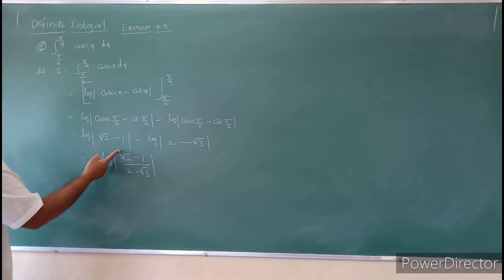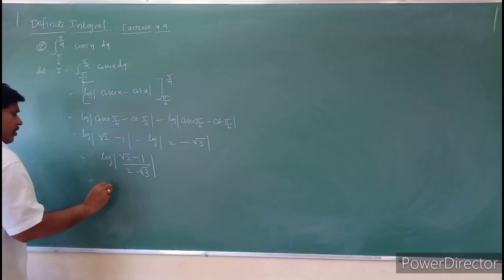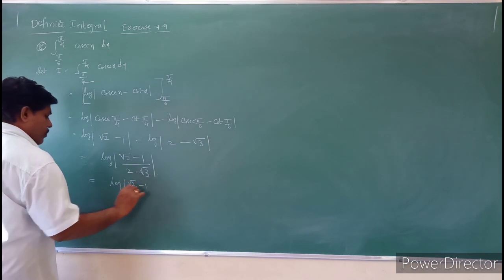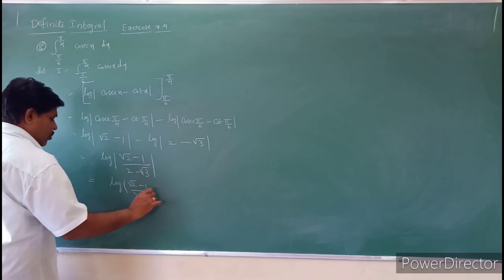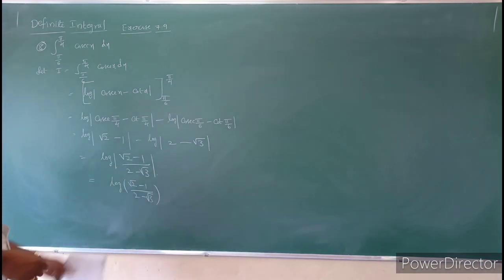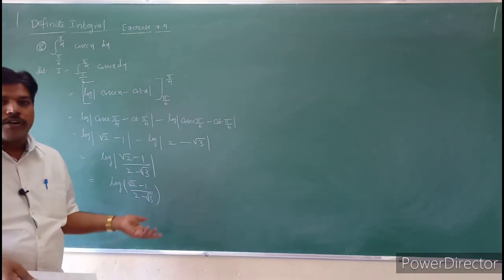And also this is positive and this is also positive. Actually you can remove the mod also, nothing will happen. That is equal to root 2 minus 1 by 2 minus root 3. Why? Because root 2 minus 1 is positive and also 2 minus root 3 is positive. The total term is positive, there is no need of mod, okay?